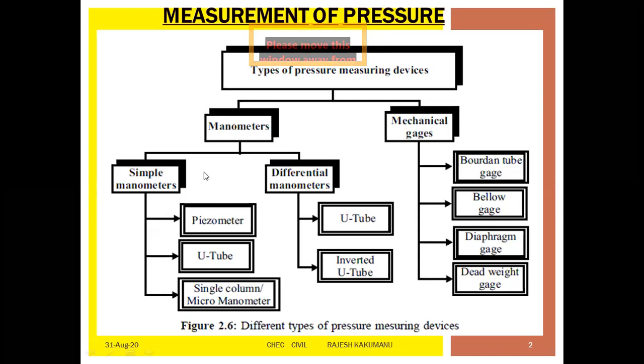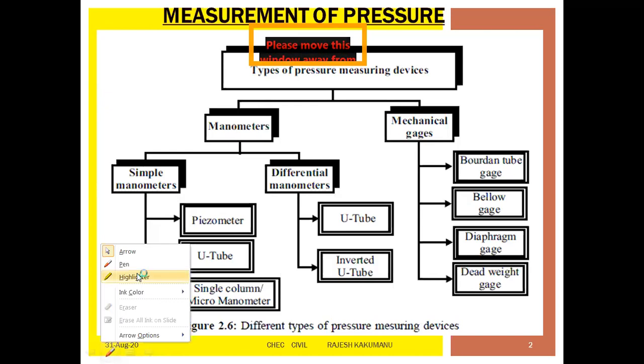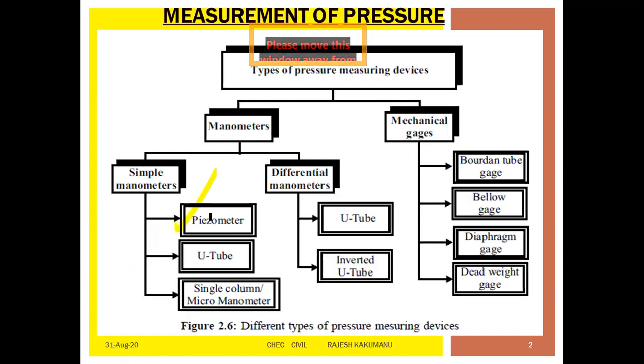If you see the manometer devices, again here these are classified into various categories. The first one is simple manometer devices. The other one is differential manometer devices. In simple manometer devices, we have other devices such as piezometer, U-tube manometer, single column or micro manometer devices.